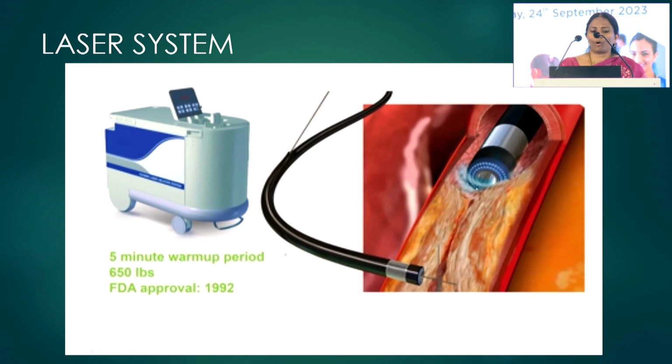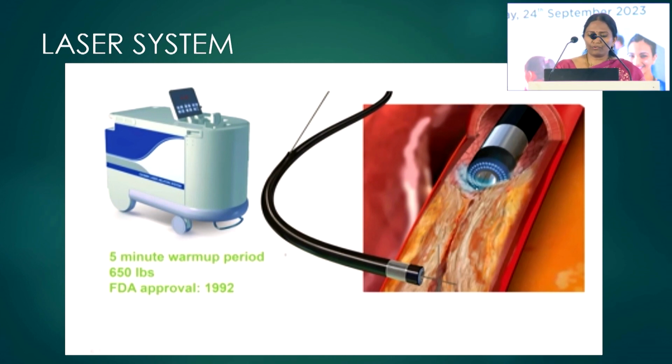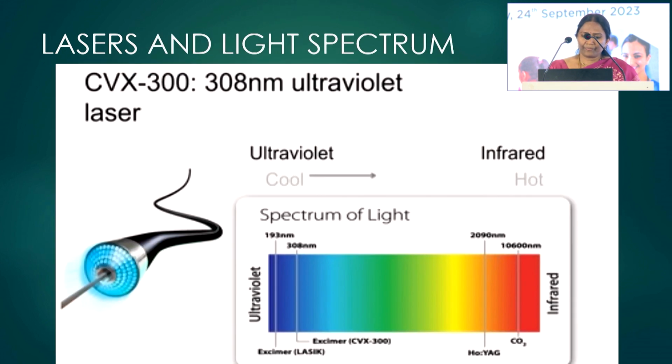We have to have a warm-up period of 5 minutes. We have to have a calibration of the catheter outside the body before putting it into our system. So we have to wear protective goggles and we have to calibrate the system. And this light spectrum belongs to the ultraviolet range, that is 308 nanometers.